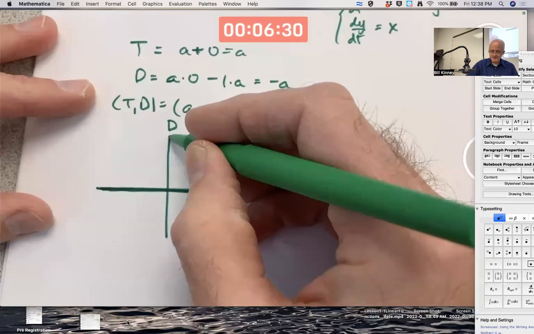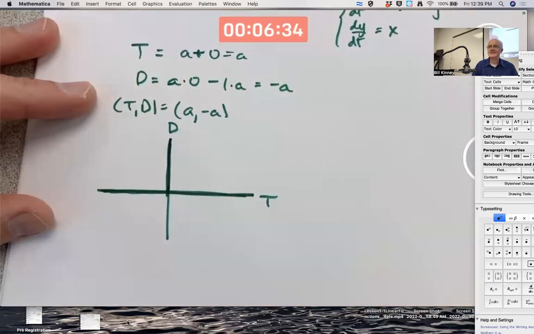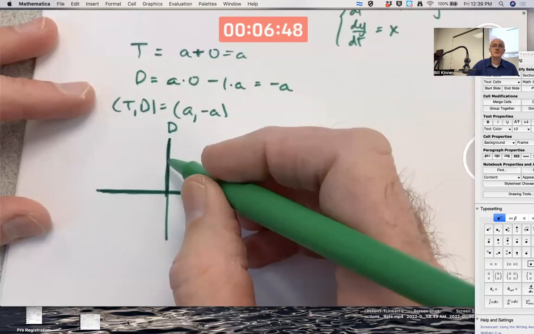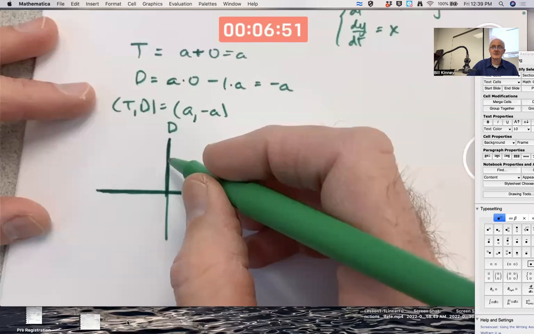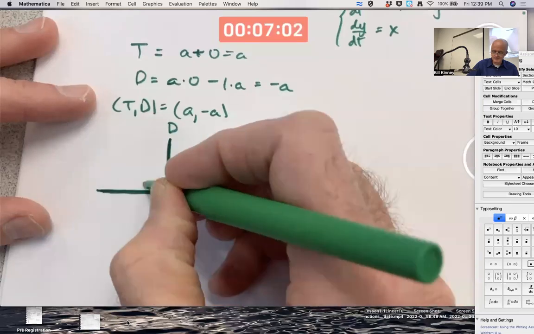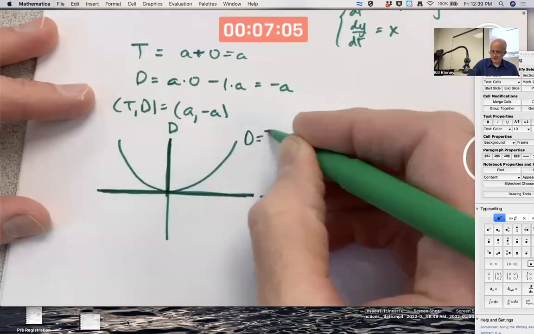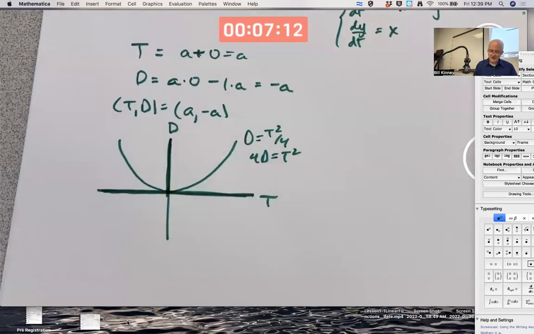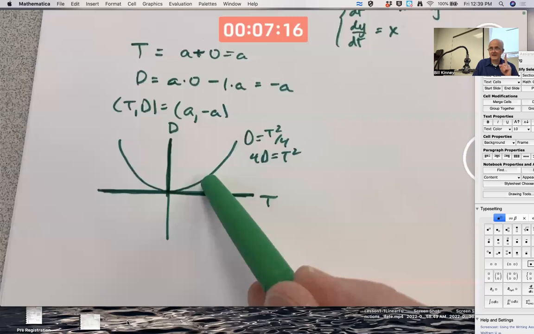Another important critical locus of these 3 critical loci is the positive d-axis. T is 0 and d is positive. When you're on that, when the trace is 0, you've got purely imaginary eigenvalues, and the origin is going to be a center. Your formulas for solutions will only involve cosine and sine, no exponential growth or exponential decay. And then there's the repeated root parabola with equation d equals t squared over 4, which is equivalent to 4d equals t squared. When you touch that, that's when there's one real eigenvalue and only one line of straight line solutions.